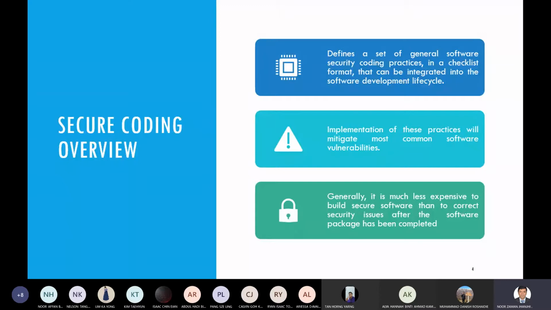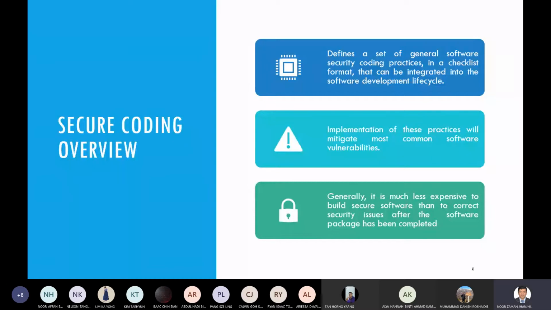And those standards are not one, two, three. Those standards are in hundreds, and in some cases more than hundreds even. So that's why we cannot remember. As a human we cannot remember, so we have to have a proper procedure for how we follow them. From the second point you can see, implementation of these practices will mitigate most common vulnerabilities.